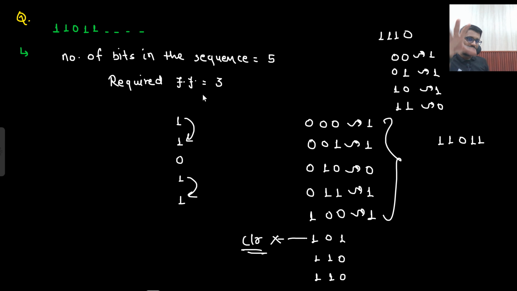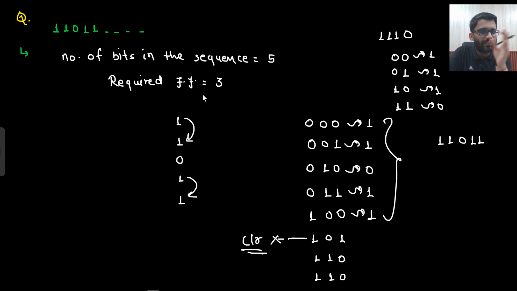I am designing it using an asynchronous up counter. The number of bits in the sequence is 5. So what do I know? That each bit I will be assigning to a particular combination: 1 to one combination, then again 1 to another, then 0 to another, then 1, and then again 1. So I need at least 5 combinations. From 2 bits I can get only 4 combinations, but from 3 bits I can get 5 combinations.